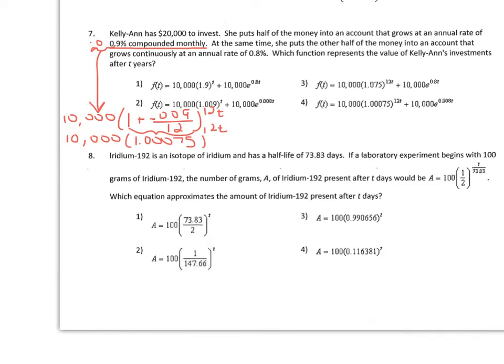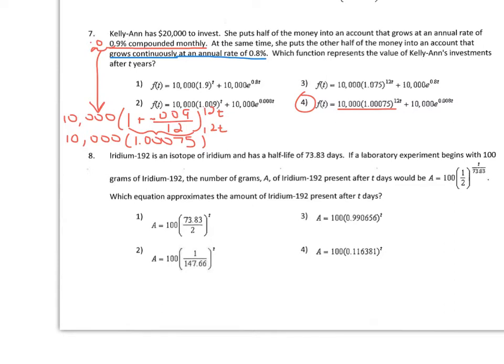Now, honestly, you could tell at this point that it is choice 4 because that's the only one that says that. Okay, but let's just keep going. So she takes the other half and she puts it into an account that grows continuously. So remember, if it grows continuously, it's going to be a PERT. And that grows at a rate of 0.8%.